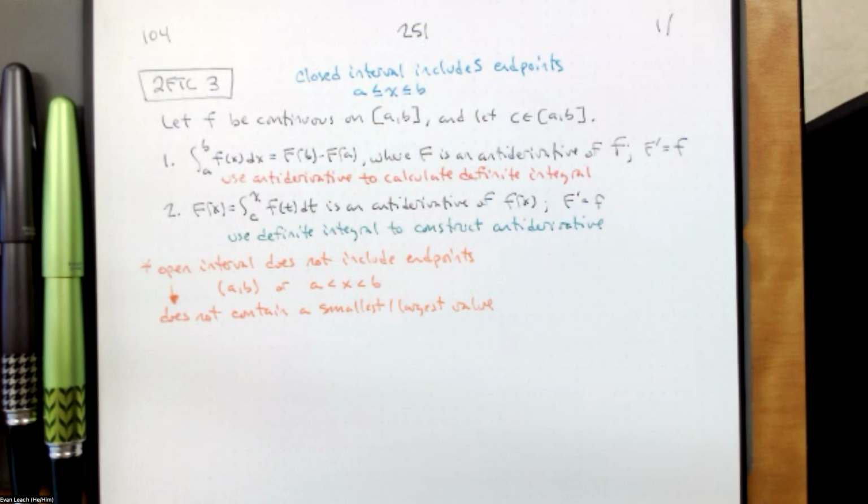This is important because we want to find area. We want to calculate a continuous sum. This is one way we can do it. This is how we do it. We find an antiderivative.